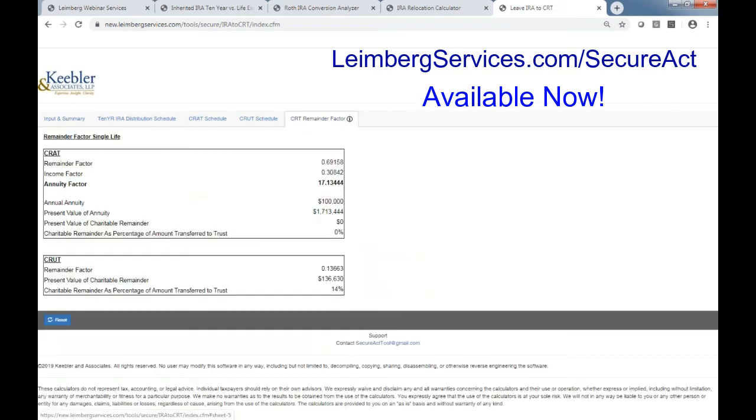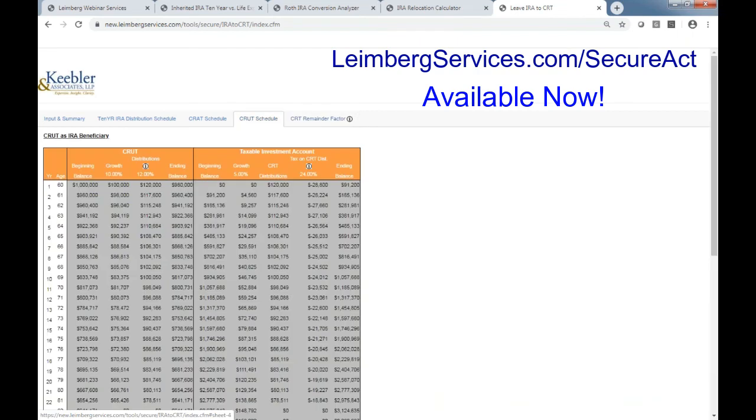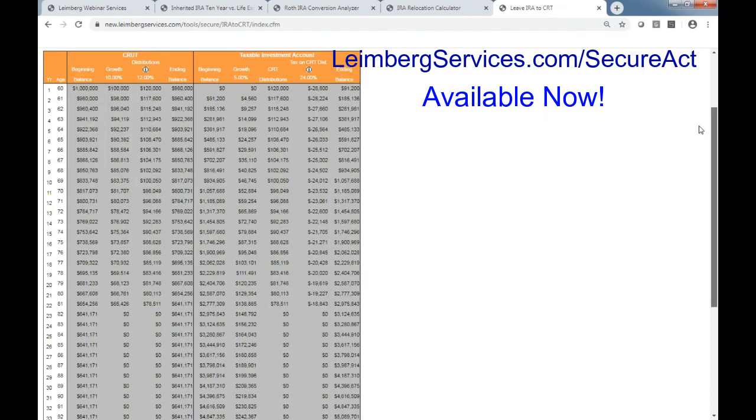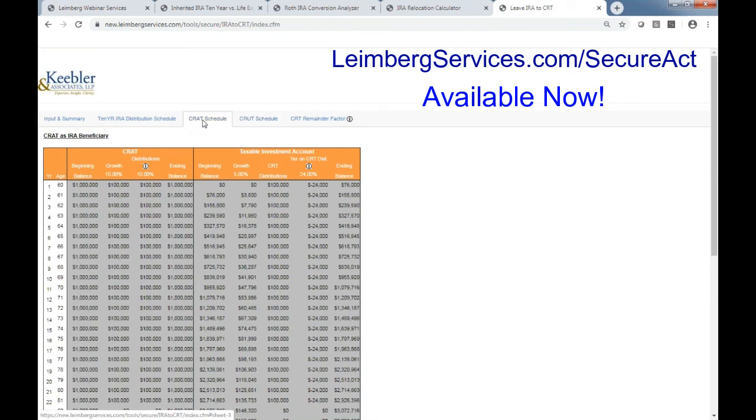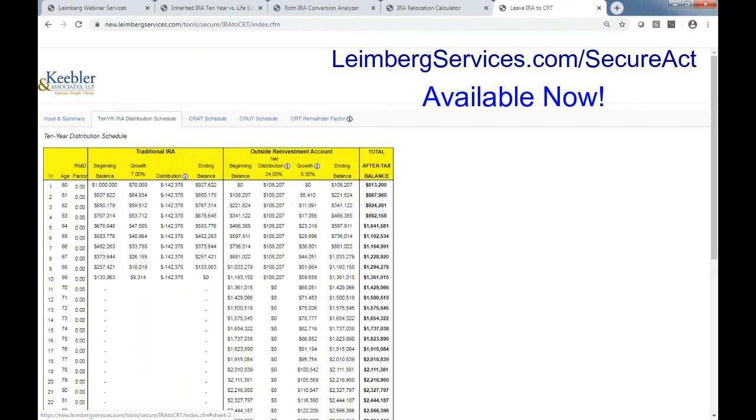Little bit of input here. You have to be able to run the CRT numbers. You'll always check those against Number Cruncher. And then you will also use, this is your CRUT as an IRA beneficiary. You can see all the distributions, how those are taxed. You're obviously going to take those out over a longer period of time because you're going to be using a 20-some year life expectancy. And then your CRAT, your charitable annuity trust, is here, and here you have your 10-year distributions amortized over time.